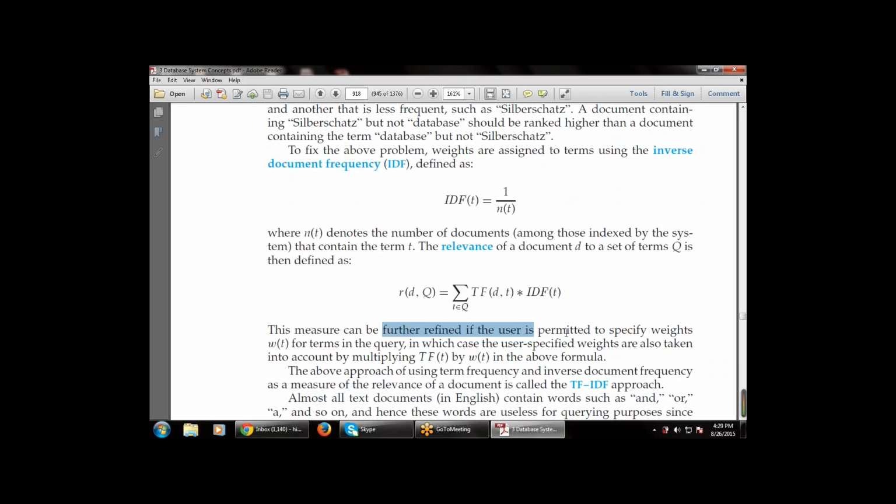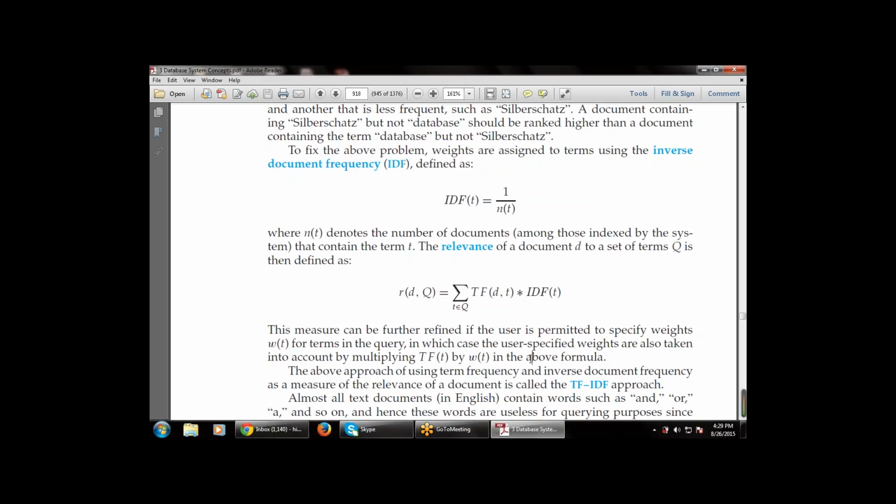And this measure can be further refined if the user is permitted to specify weights for terms in the query, in which case the user-defined weights are also taken into account by using TF(D,T) by W(T) in the above formula. So whatever the TF(D,T) that is used is multiplied by the weight of T in the above formula.